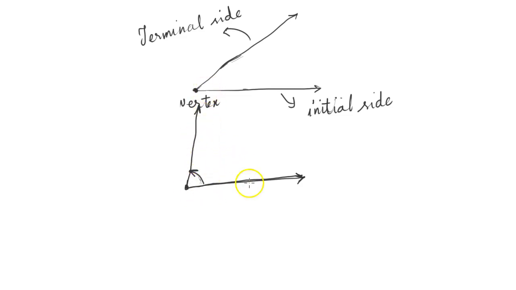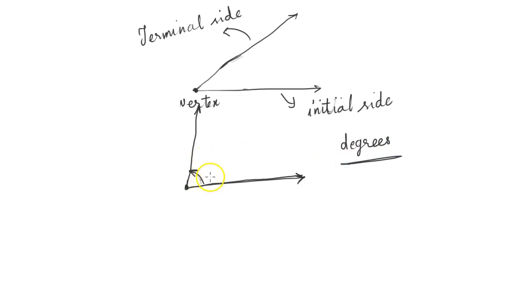Now the angle that you form here, of course, if you want to use it, you need to be able to measure it. And the measure of an angle is the amount of rotation from the initial side to the terminal side, and the unit that we use for measuring these angles is degrees. So it's called degrees.